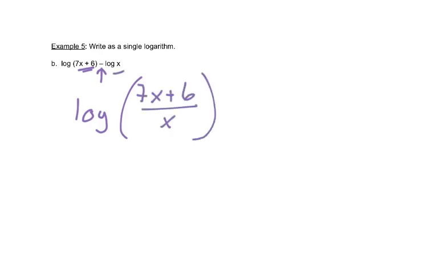Here, this wants us to, again, smash them together. There's a subtraction sign, which means that when we smash them together, it becomes division. So we have log, and we'll put parentheses. The first thing goes on the top, and the second thing goes in the bottom. We can't simplify that at all, we just leave it.